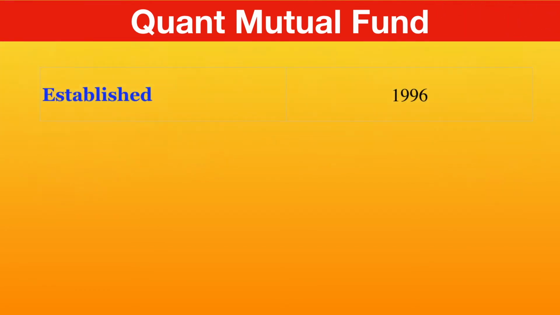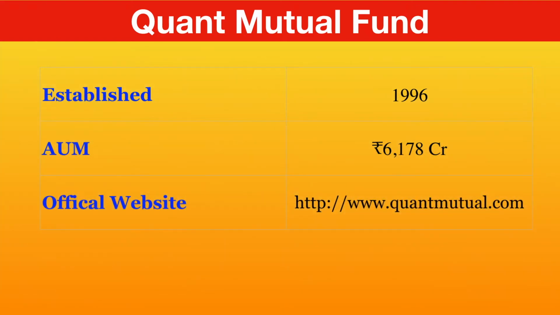This mutual fund got established in the year 1996. The asset which is getting managed under this mutual fund house is around 6,178 crores. The official website of this mutual fund house is www.quantmutual.com. We should be able to invest directly via this website. We can create our own account and then get started with the investment. This website allows you to create SIP, manage SIP, as well as the lump sum mode of investment.